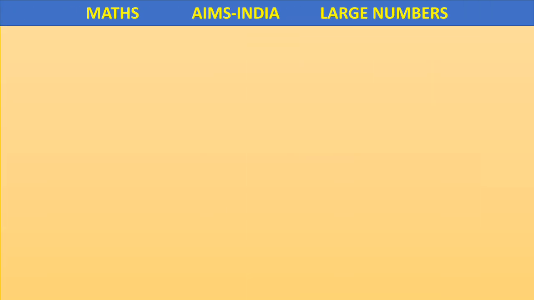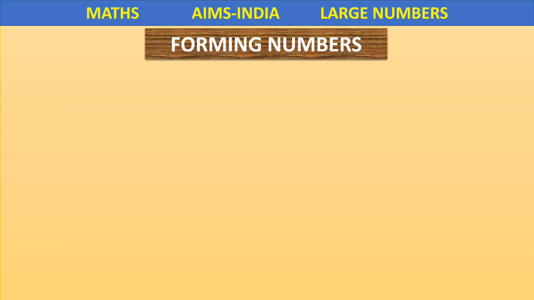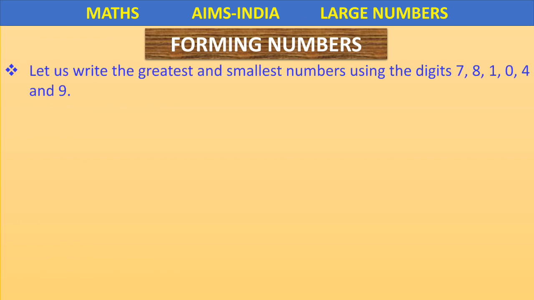Okay, and in today's class, the first topic we are going to learn is forming numbers. What is it, children? Forming numbers. Now look at the question here. We are given few digits 7, 8, 1, 0, 4 and 9. How many digits are there? 1, 2, 3, 4, 5, 6. We are given 6 digits, and what should we do?